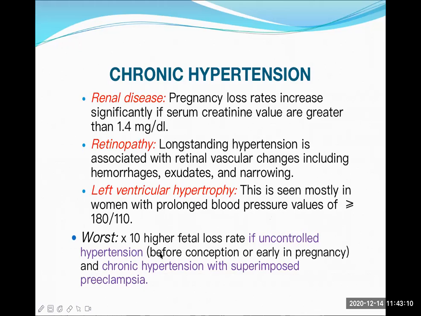Now, the worst prognosis is seen, with more than 10 times higher chance of fetal loss, if uncontrolled hypertension is there before conception or in the early part of the pregnancy, and if it is associated with superimposed preeclampsia. What do you mean by that? The lady is already having chronic hypertension. On top of that, preeclampsia has occurred after 20 weeks of gestation. Now, this is considered a very serious issue, and the chance of fetal loss is 10 times more than in the general population.